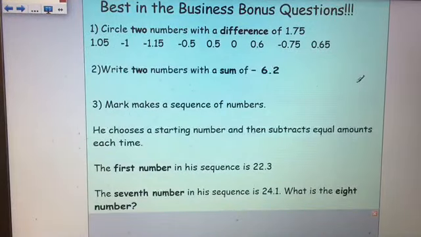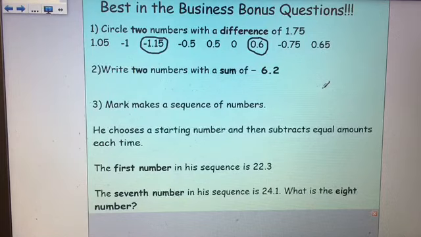Okay, so it's now time for your best in the business bonus questions. Press pause to crack them on your own. So circle two numbers with a difference of 1.75. So hopefully you've noticed that minus 1.15 and 0.6 have got a difference of 1.75. I think that's the only combination.